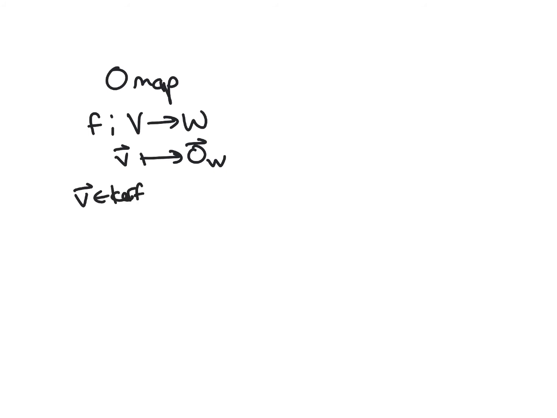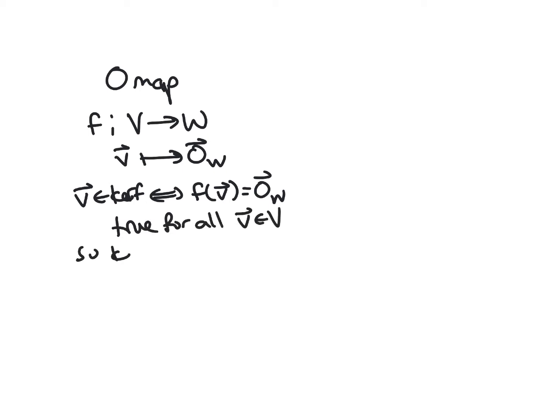So now let's look at the 0 map. So this will be a map from V to W where any vector v is always sent to the 0 vector in W. So in this case, again, v is in the kernel of f if and only if f of v is equal to the 0 vector of W. But in this case, that is true for all v, right? Because f of v is always 0. And so this is true for all v in V. So here our kernel is equal to the whole space.